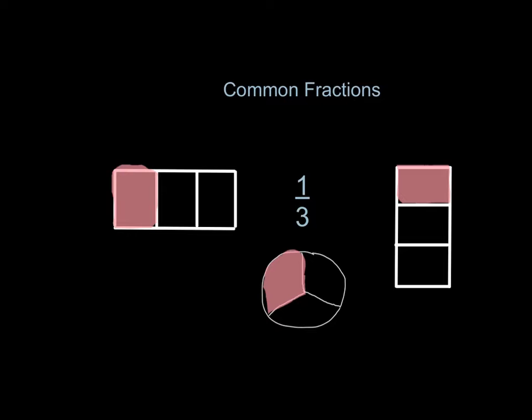Do you notice anything different about these shapes? They are divided into 3 equal parts instead of 2. So the shaded area still represents one part, but it represents 1 over 3 because the whole is made up of 3 parts.